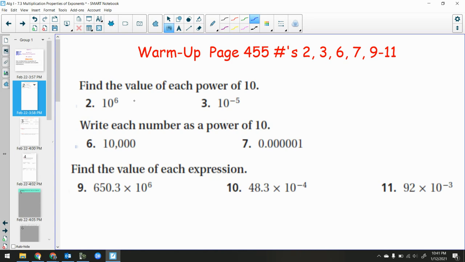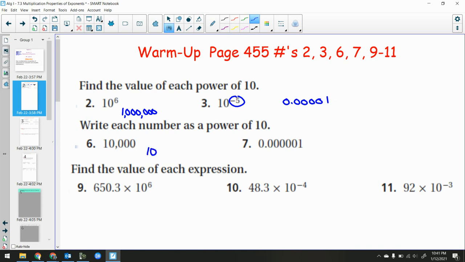Okay, so for number 2 here, find the value of each power of 10. Remember that if it's a positive power, you write a 1 and this many zeros. 1, 2, 3, 4, 5, 6 zeros on the end of it. So it's 1 million. If you're looking at 10 to the negative 5 power, remember that's a 0 point, and the exponent is the amount of zeros that are there. 5 zeros. 1, 2, 3, 4, 5 zeros total present, and then a 1 on the end. Okay. 10 to the negative 5th is 0.00001.